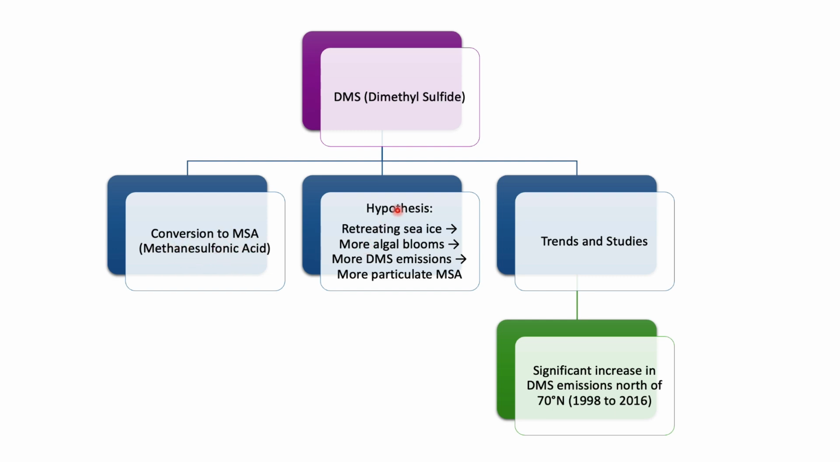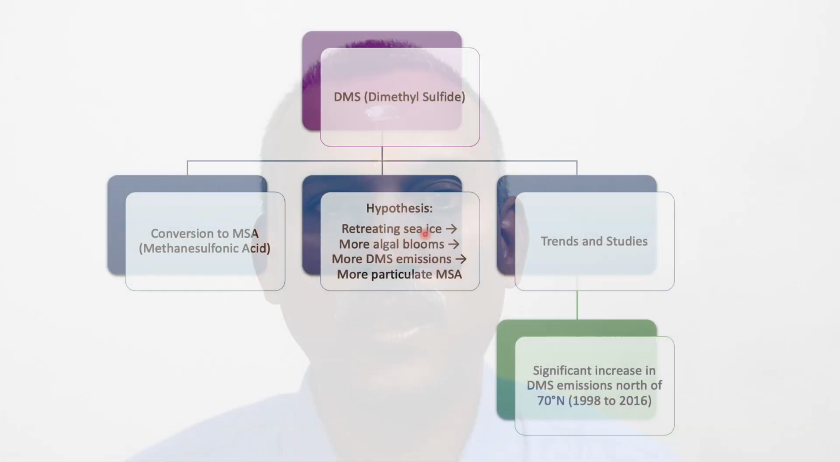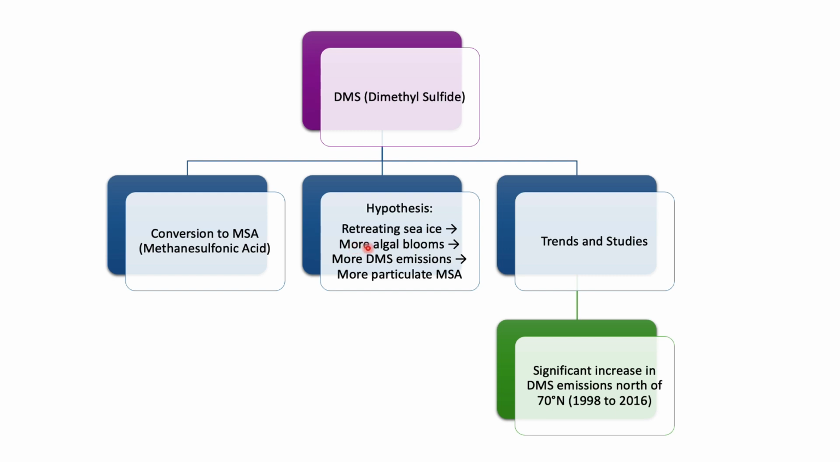The hypothesis is similar to this. The retreating sea ice leads to more algal bloom, because retreating sea ice means the sea can get heated up. When there is less ice, the water gets more sunlight, which leads to more algal bloom, or the temperature increases in the water, which leads to more DMS emission, which leads to more particulates of MSA.